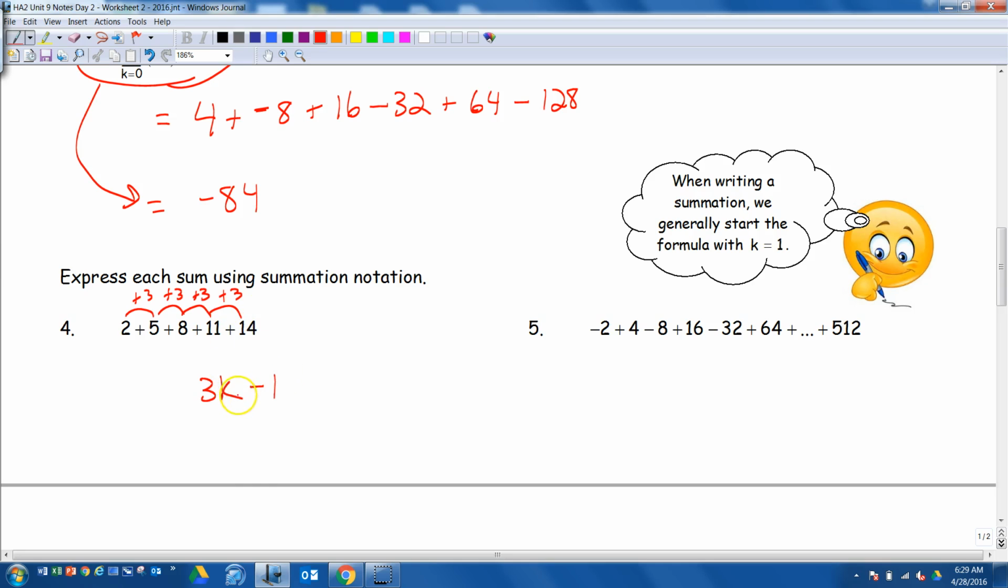Let's double check that this works. Put a 1 in, you get a 2. Put a 2 in, you get 6 minus 1 is 5. You put a 3 in, you get 9 minus 1 is 8. So this is the formula that we're going to use.